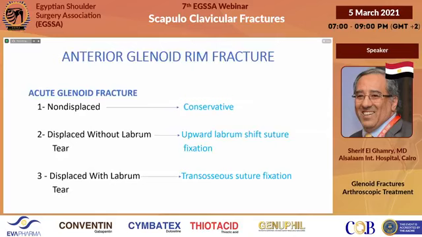So in summary, the treatment protocol we use for acute non-displaced fracture is conservative. For acute displaced fracture without labrum tear, we do arthroscopic upward labrum shift suture fixation, and for acute displaced fracture with labrum tear, a transosseous suture fixation. Next.